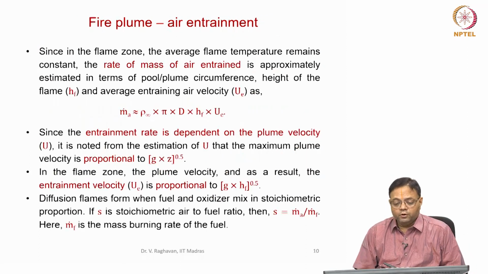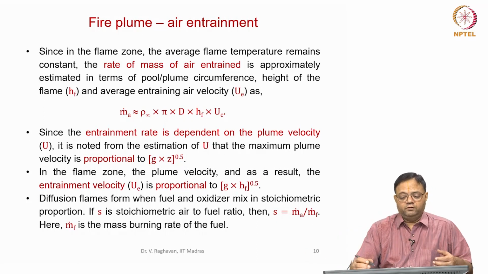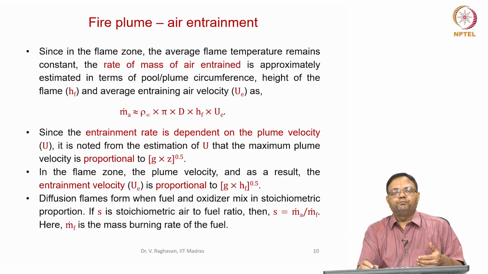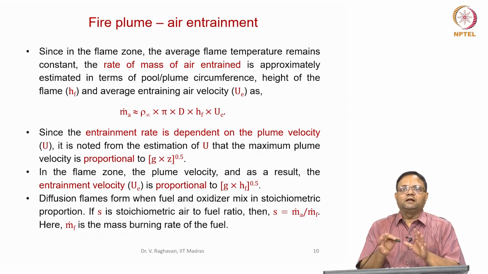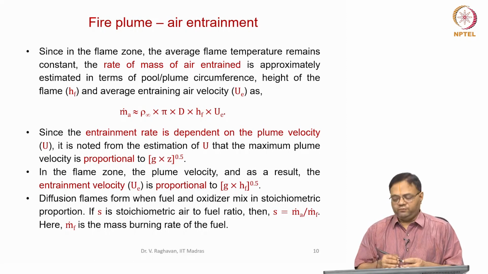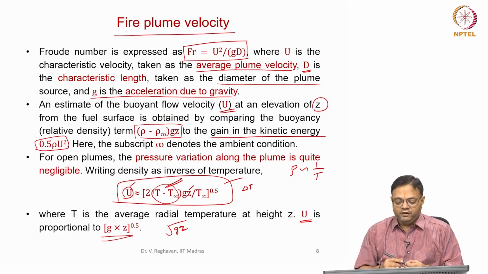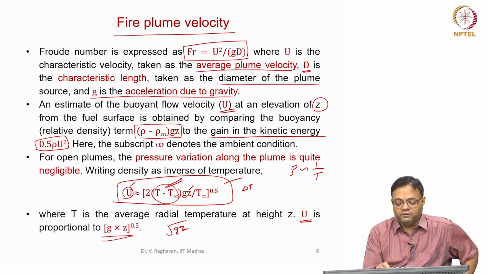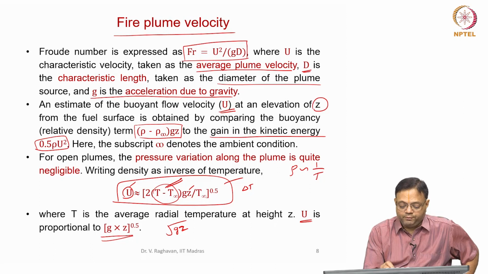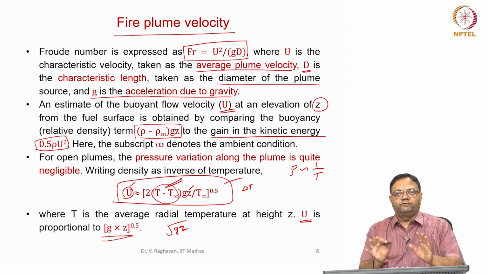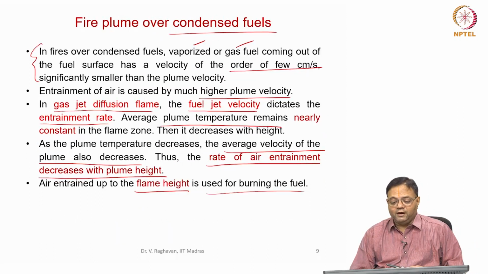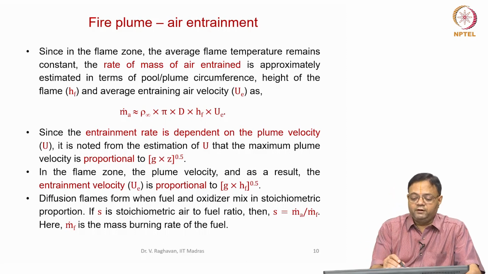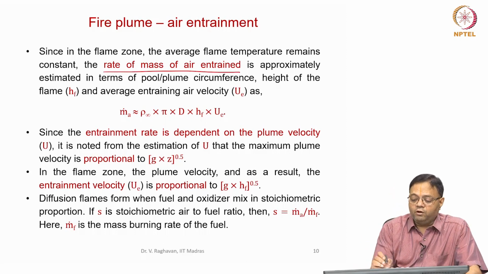So, now let us see some factors. We are not doing any thorough analysis. What we are trying to do is some scaling type of analysis, seeing what are the factors which will affect. As we have seen here, the average plume velocity will be affected by the temperature difference at the particular height, and it is proportional to root of GZ. So, we have seen something like this. Based upon that, we will see what will be the rate of mass of air entrained.